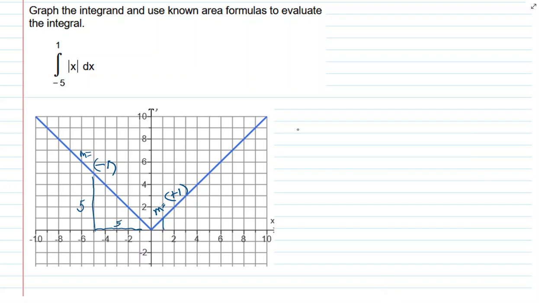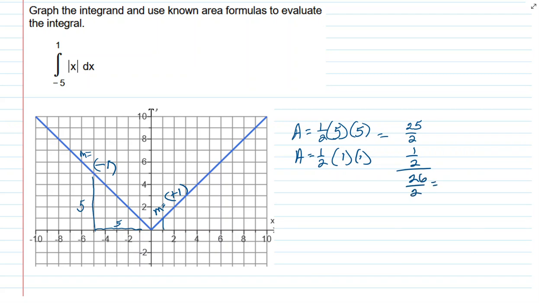So the area of that first triangle is 1/2 times 5 times 5. And the area of the smaller one is 1/2 of 1 times 1. Right? Well, this would give us 25 halves, and this would give us 26 halves total, which is an area of 13, wouldn't it? And if we counted the squares, we could get that as well. But we want to do it by integration.